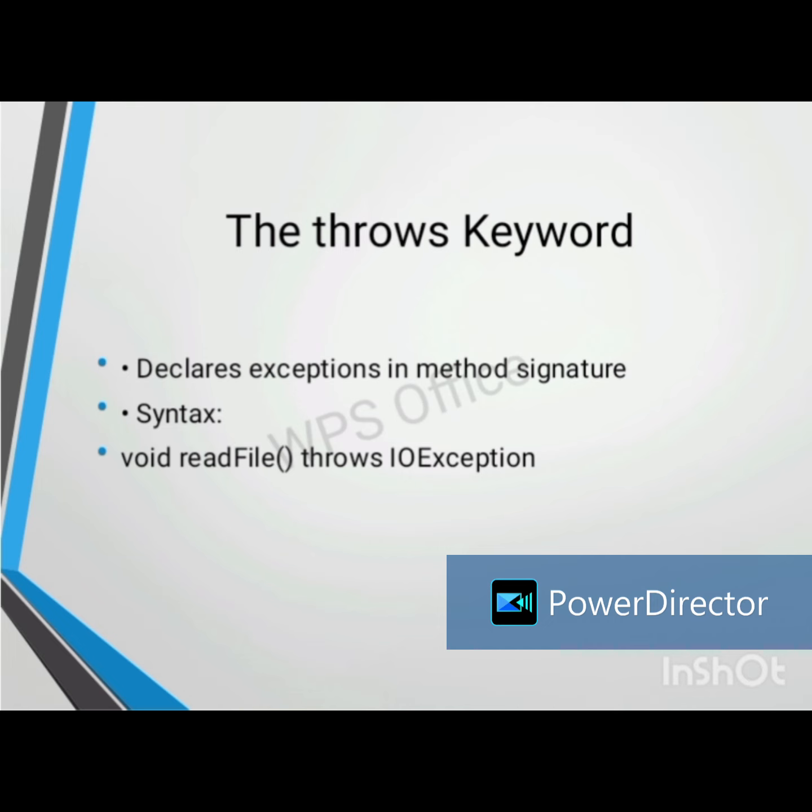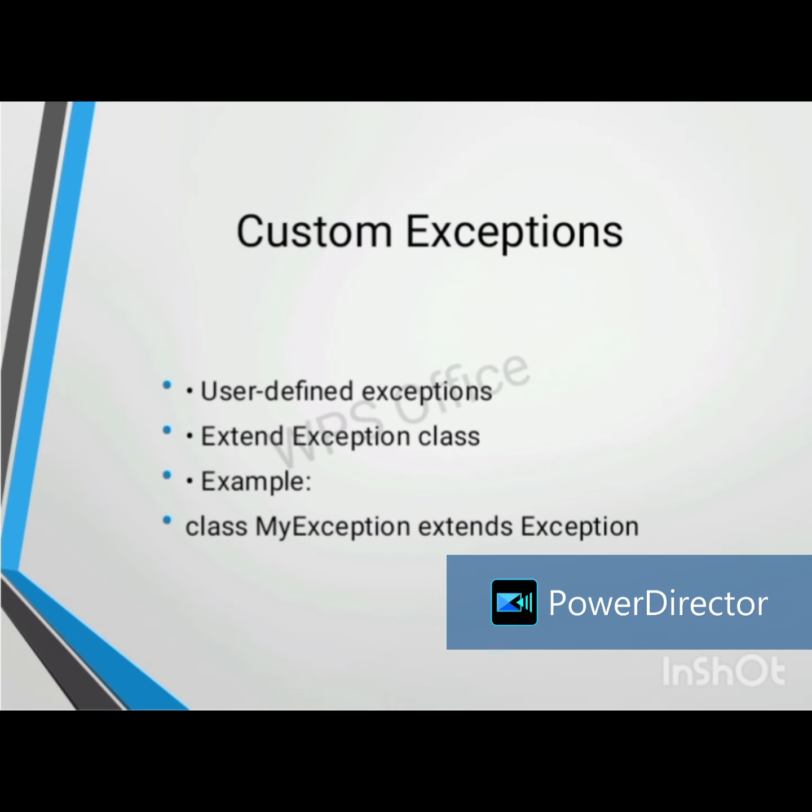Custom exceptions. Java provides a rich set of built-in exceptions, but sometimes your application may need to throw errors that are specific to your business logic, things that built-in exceptions cannot fully represent. That's where custom exceptions come into play. A custom exception is a user-defined class that extends the Exception class or one of its subclasses. By creating your own exceptions, you can provide clear, context-specific error messages and enforce your application's rules more meaningfully.